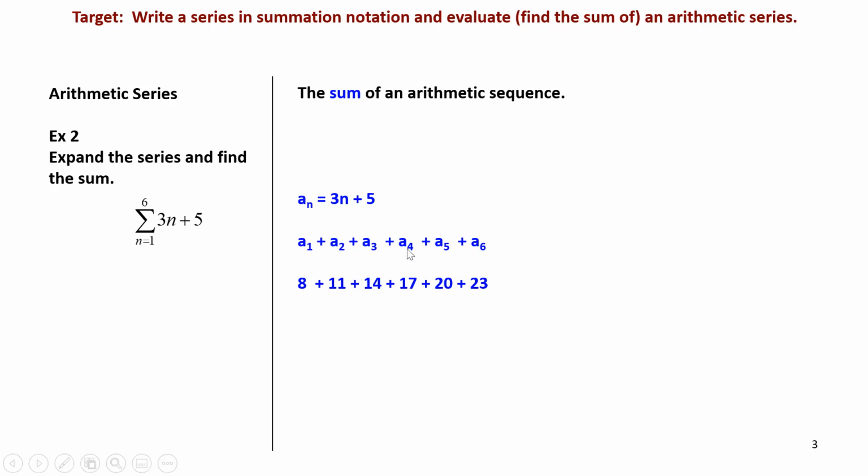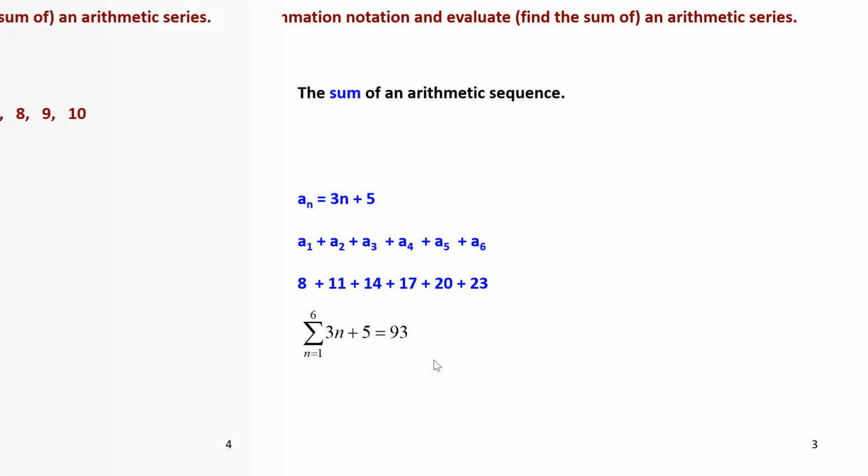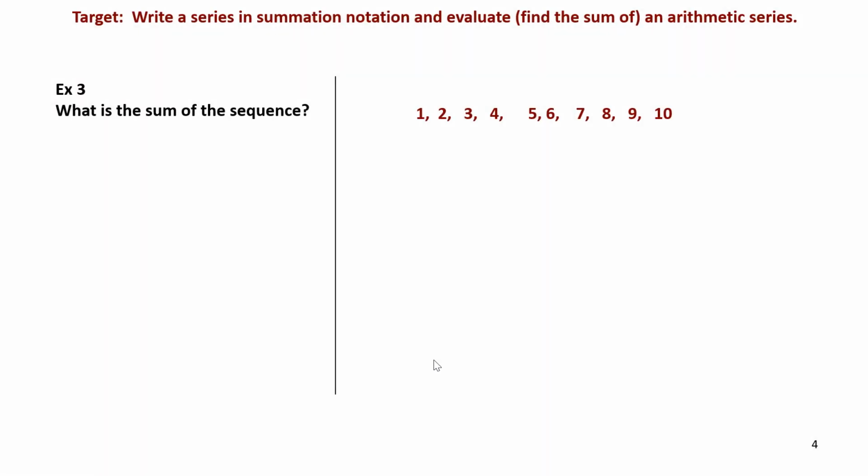So again, think about plugging in 4. 3 times 4 is 12. 12 plus 5 is 17. There's term number 4. So we could find all 6 of these terms, add them together, and we would say that the sum from 1 to 6 of 3n plus 5 is equal to 93. Easy, huh? All right? Problem is, what happens when we want to add a whole bunch of terms together? So take a look at this one, and I want you to add those up as quickly as you can.